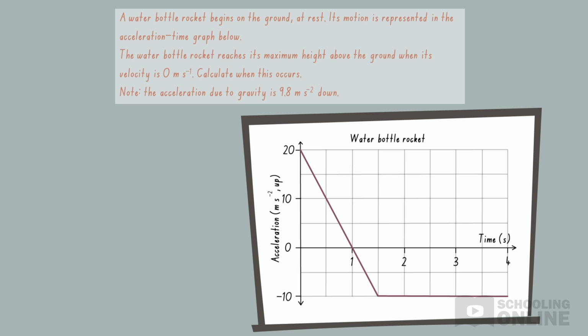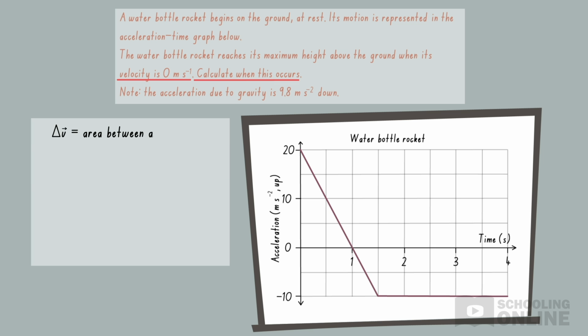Let's take another look at the question. Our task is to find the time when the rocket's velocity is 0. But how is velocity related to an acceleration time graph? Remember, the change in velocity is equal to the area between an acceleration time graph and the horizontal axis.